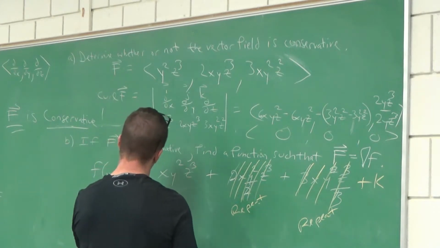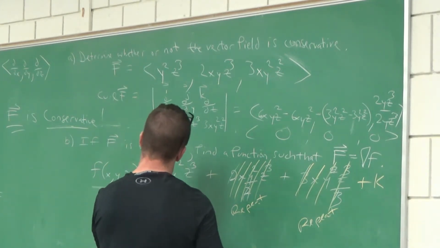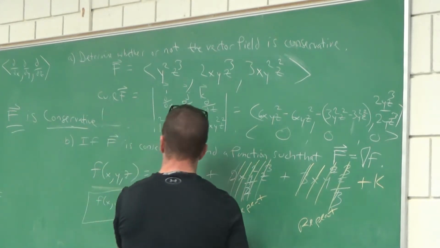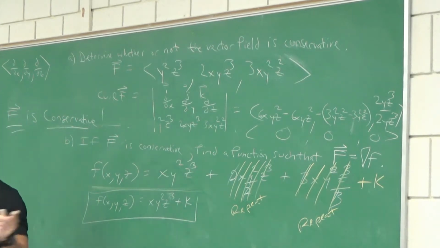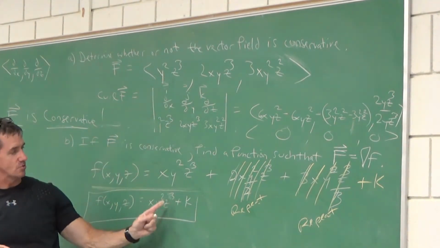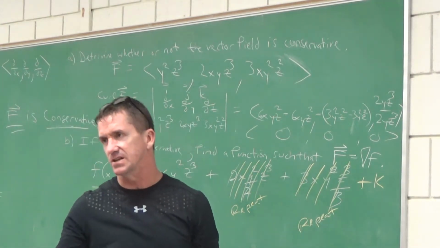Write it neatly. Okay, it's x y squared z cubed plus k. And you can always take time in a test to double check this by taking what? Take the partial with respect to x, you should get that. Take the partial with respect to y, you should get this. Right? That way you can check to see you didn't miss anything.